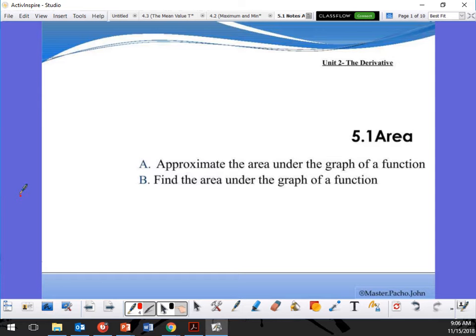Anyway, all right, approximate the area under the curve of the graph of a function and find the area under a graph of a function. So approximate, what does approximate mean? Get it close. You get very, very close. All right, so is it going to be exact? No. So is it going to have an equal sign? No, it's going to have that little wavy equal, the approximate symbol, right? Okay, good. Find the area under the graph of the function.